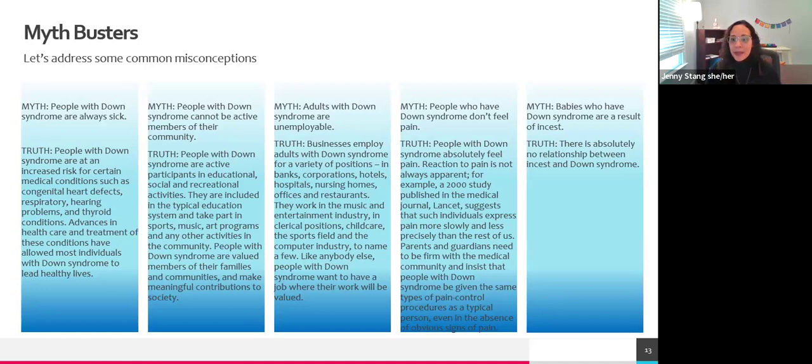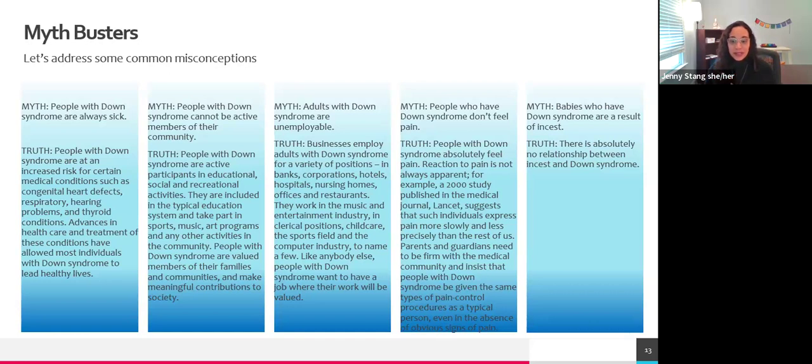Next, people who have Down syndrome don't feel pain. This one I was really surprised at, and maybe I'm just living under a rock or something, but I never heard this before, and I thought it was very strange, but we're going to debunk it right now. So people with Down syndrome absolutely feel pain. The reaction to pain is not always apparent. For example, a 2000 study published in the medical journal Lancet suggests that such individuals express pain more slowly and less precisely, but it doesn't mean they don't experience pain, okay?